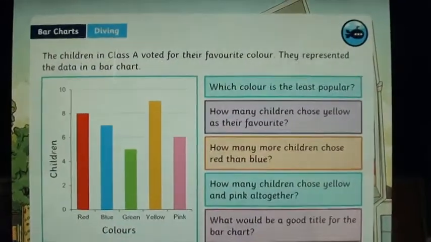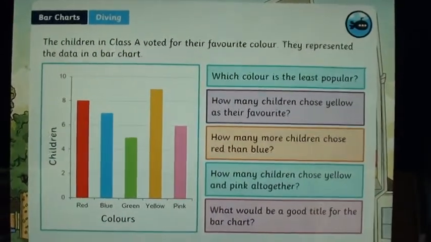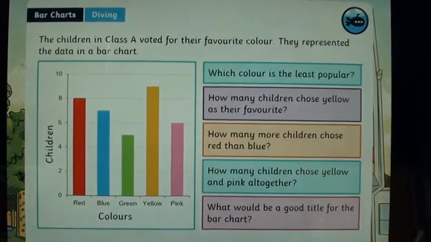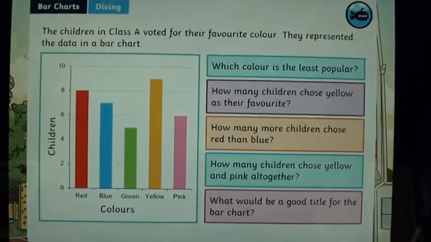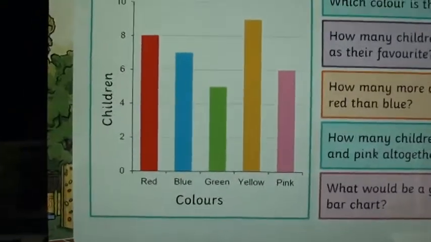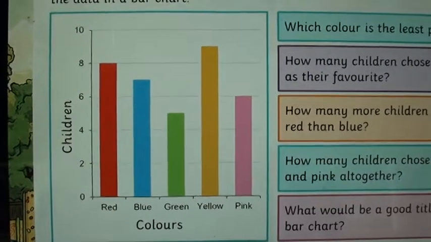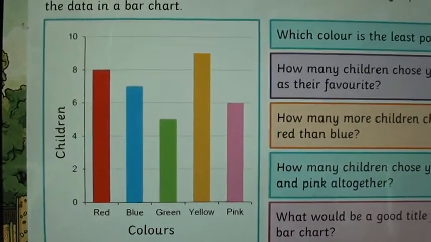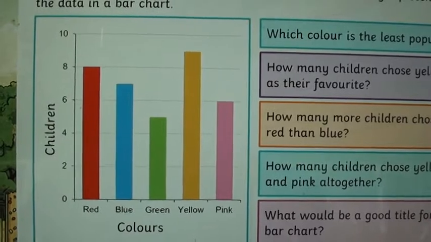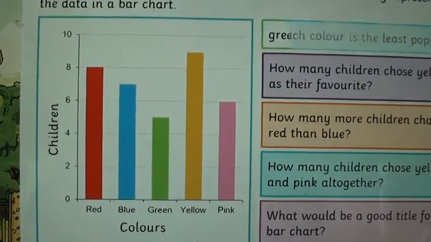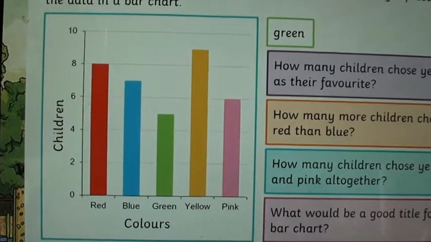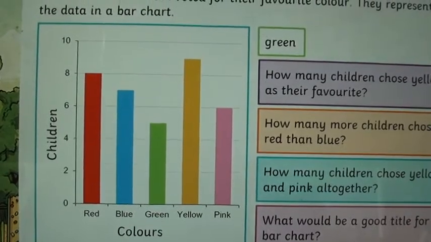Here we go. So here is a bar chart for class A. It's a made-up class. For their favourite colour. They represented the data in a bar chart. The first question is, which colour is the least popular? Have a think and shout out, please. It's green.